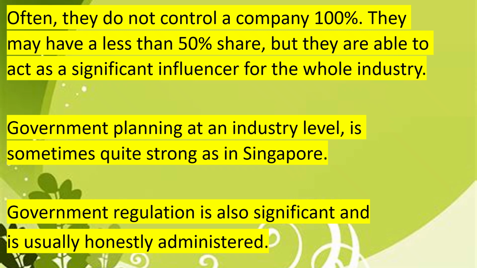Often, they do not control a company 100%. They may have a less than 50% share, but they are able to act as a significant influencer for the whole industry. They might have government planning at an industry level, which is sometimes quite strong, as in Singapore. Government regulation is also significant and is usually honestly administered. No corruption.